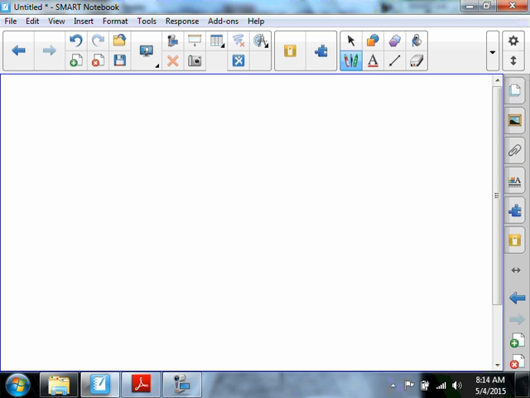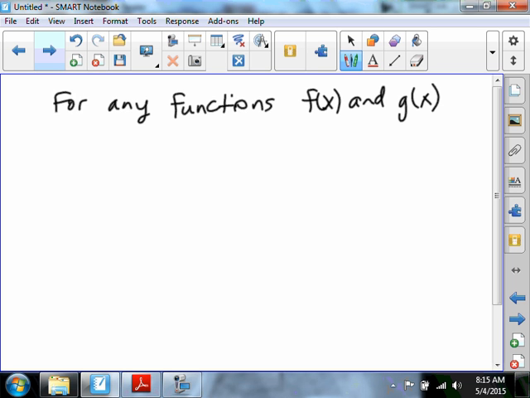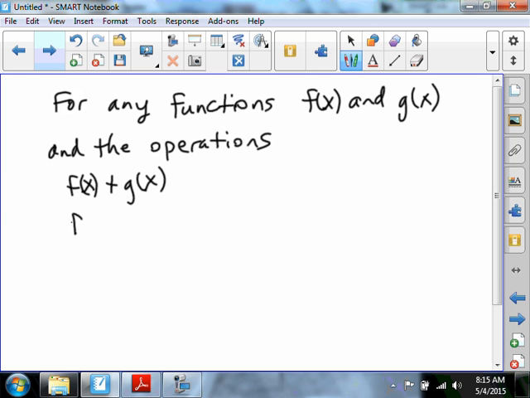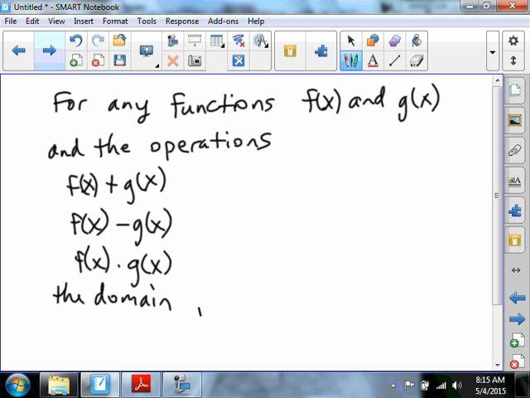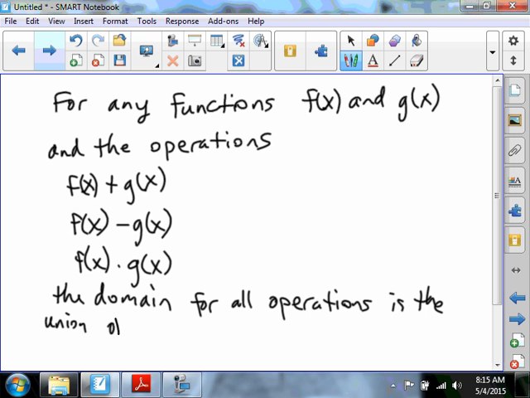So here we go. For any functions f of x and g of x, and the operations f of x plus g of x, f of x minus g of x, and f of x times g of x, the domain for all operations is the union of the domain of f of x and g of x.